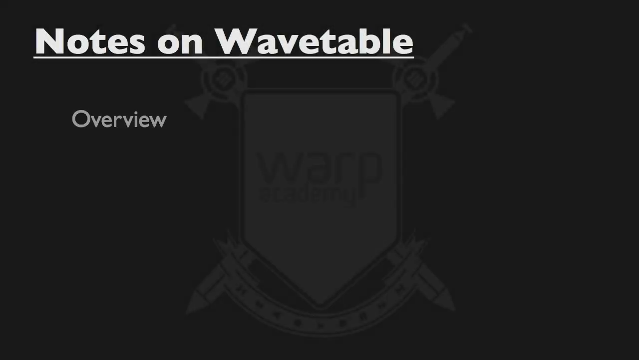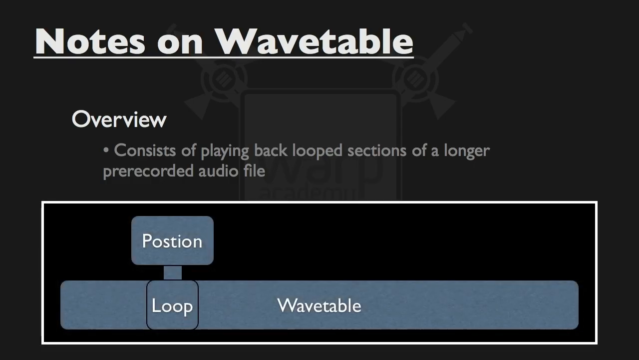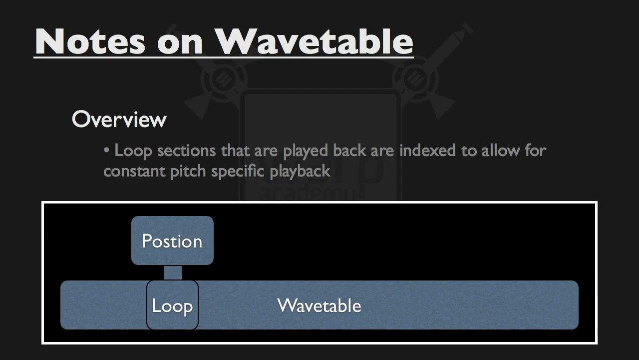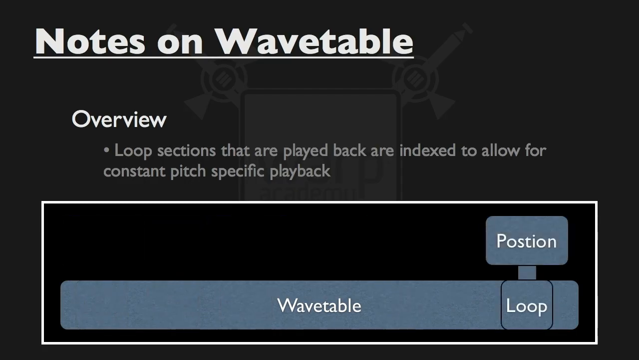Wavetable synthesis is a beast, and you need to know a few things about it to get the most out of it. Wavetable synthesis consists of playing back looped sections of a wavetable, a long section of audio which may allow for huge tonal variation and is indexed, so that the loop, regardless of position, will play back an audio snippet of the same pitch.